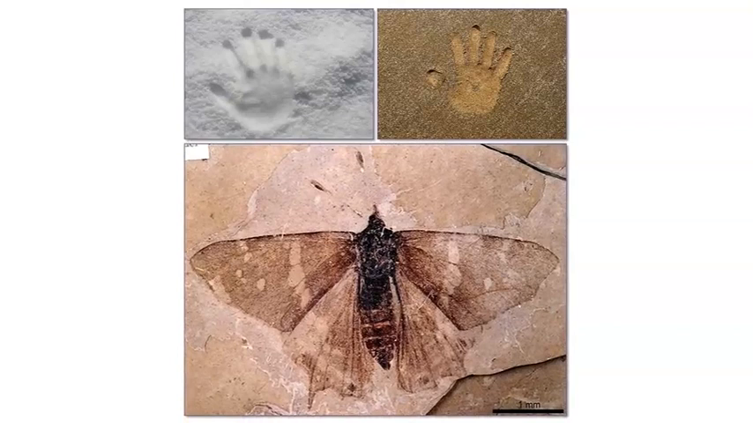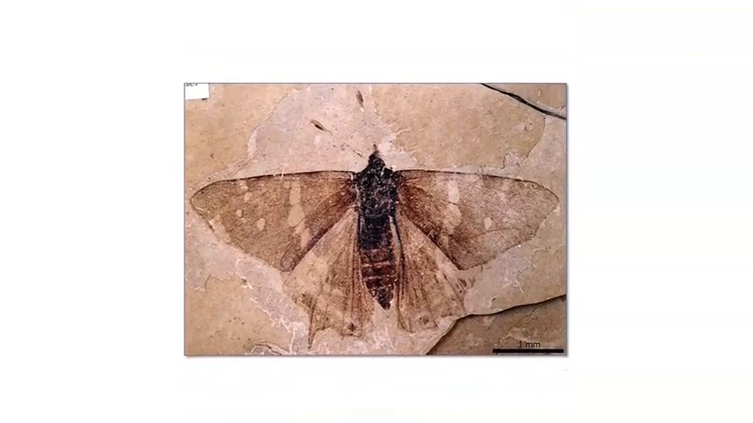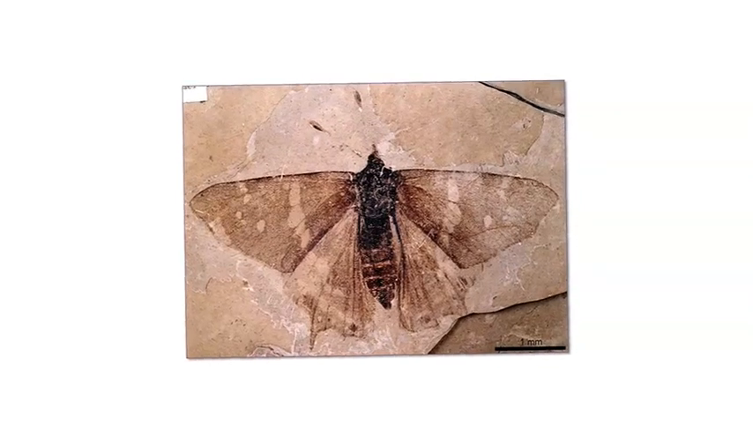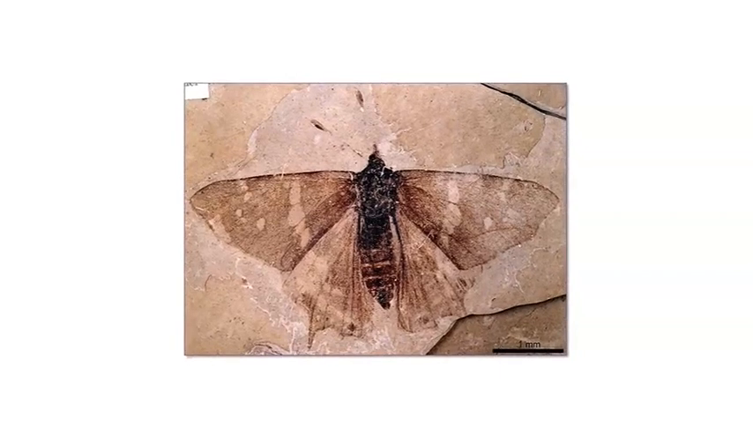This impression was left in a rock when dirt and other rocks buried the butterfly. Over millions of years, the matter that made up the butterfly dissolved and left an empty space in the rock, in the shape of the butterfly.